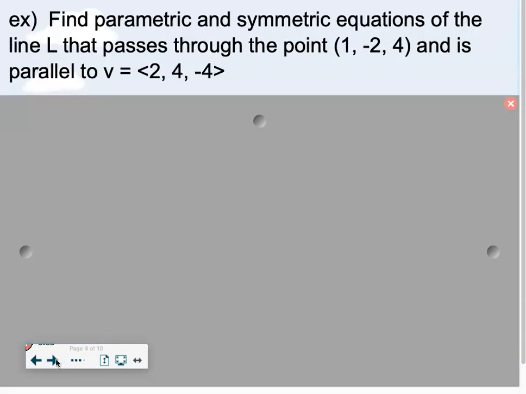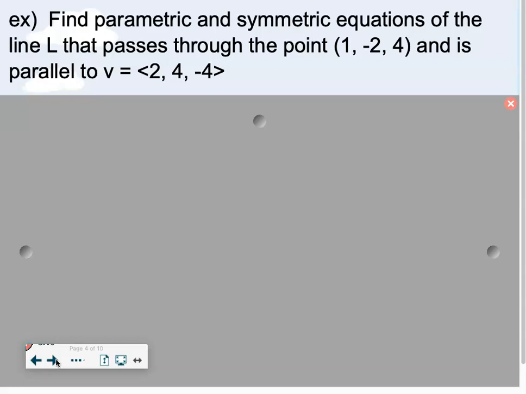So we're going to start with an example. Find both the parametric and symmetric equations of the line that passes through the point (1, -2, 4) and is parallel to vector v, (2, 4, -4). If it's parallel to that vector, what does that mean?